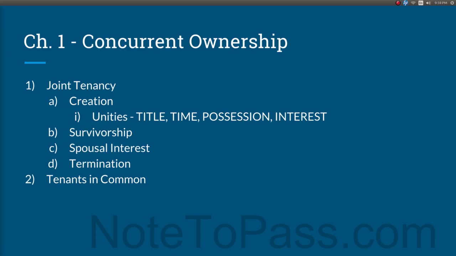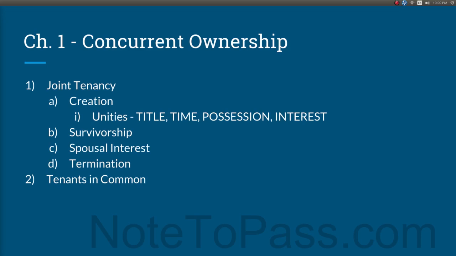Now termination of joint tenancy can be done in 3 ways. When joint tenancy is terminated, it will automatically convert into tenancy in common. The first one is voluntarily. Joint tenants can mutually agree to cancel their relationship of joint tenancy. And the third one is severance.